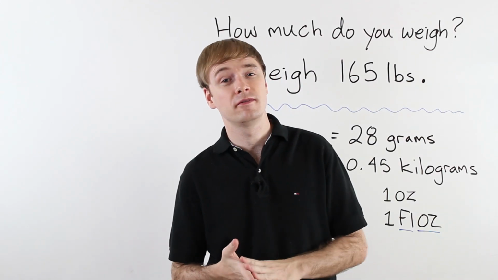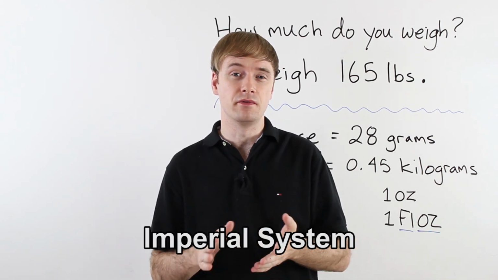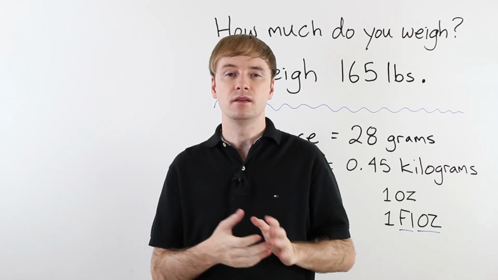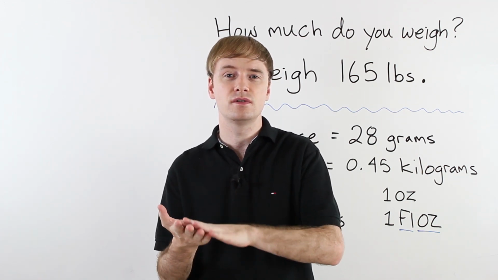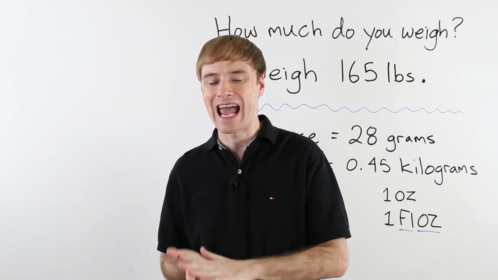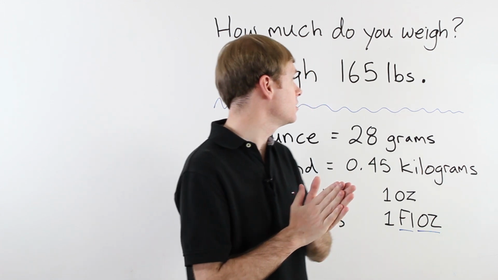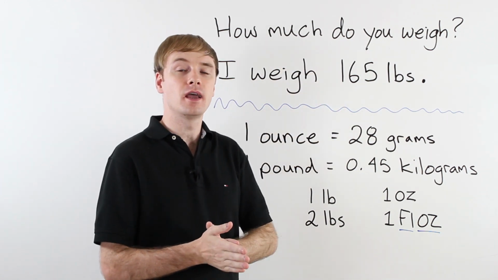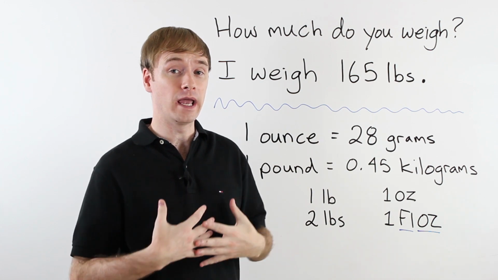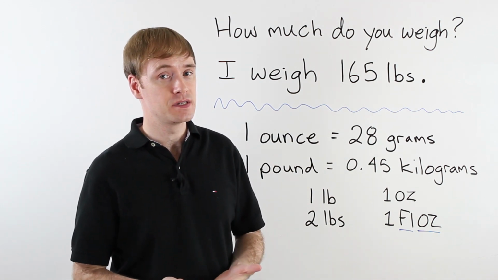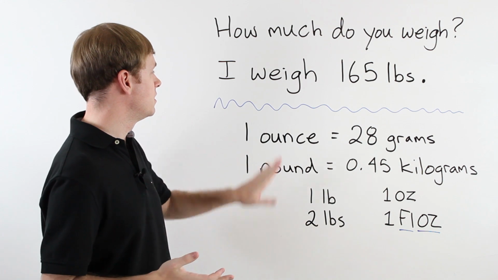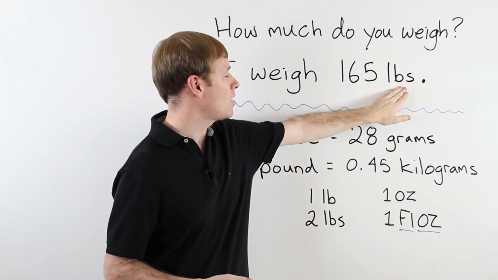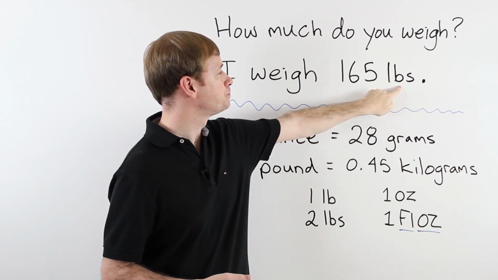Okay, let's talk about the imperial system now. So remember, the metric system uses kilograms and grams. The imperial system is going to use ounces and pounds. So let's take a look. Here's my question again. How much do you weigh? And before I said I weigh 75 kilograms. Well, in the imperial system, I weigh 165 pounds. This means pounds.